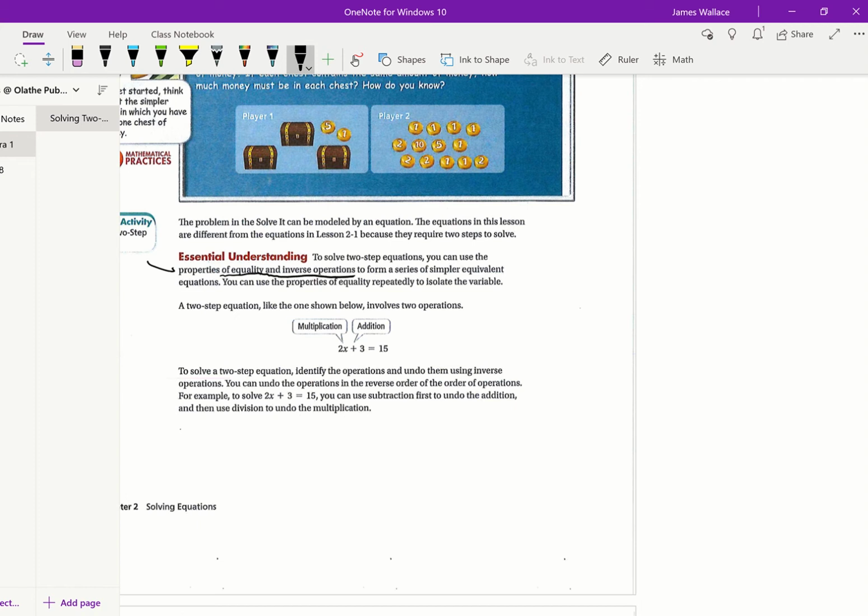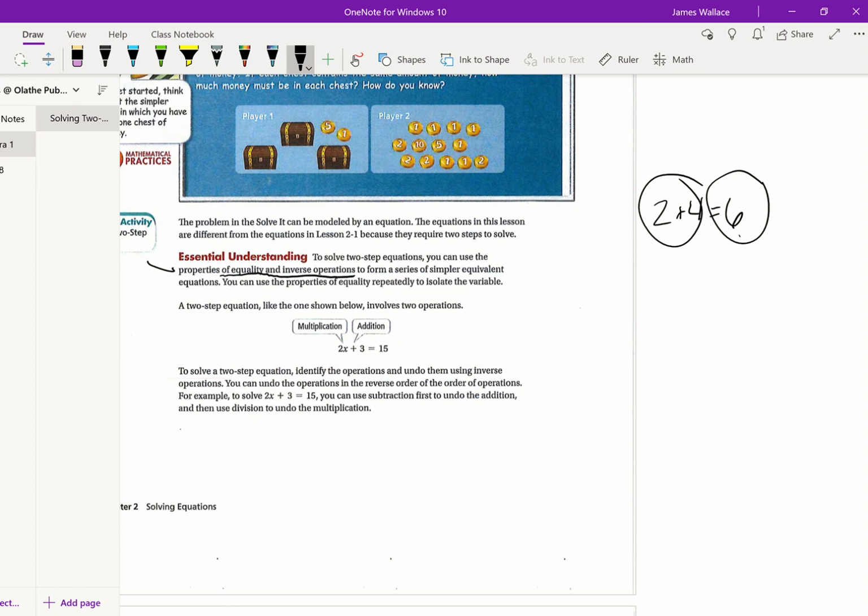Really, the property of equality is just saying that whatever's on the left side of the equal sign is the same as what's on the right side of the equal sign. A really simple example of that: 2 plus 4 equals 6. That property of equality is saying that 2 plus 4 is the same as 6, because it's on the left side and the right side of the equal sign. Really simple.